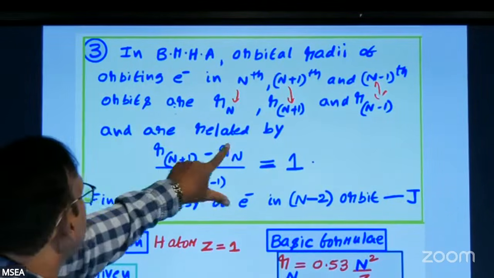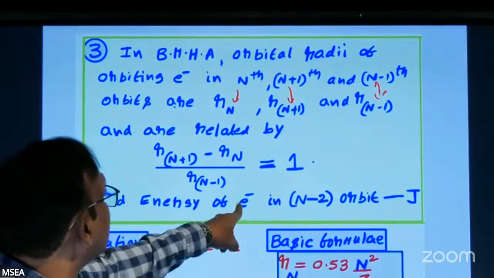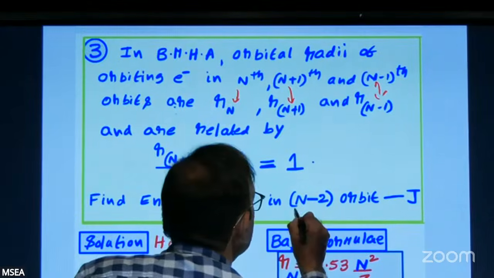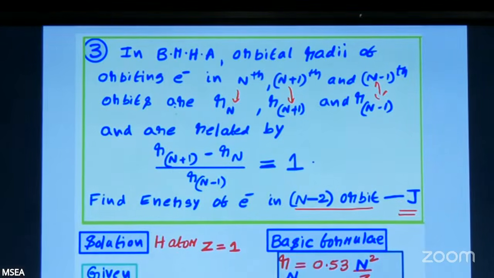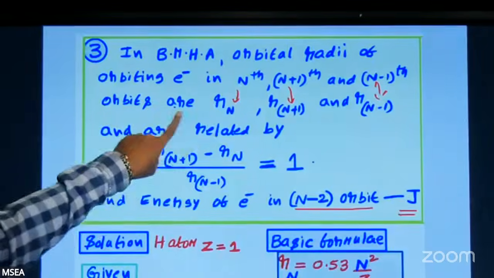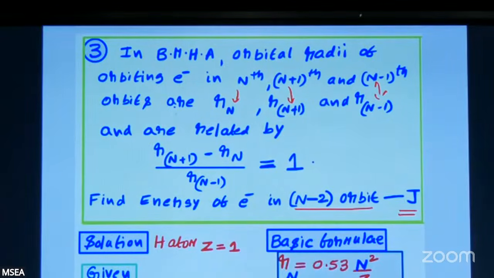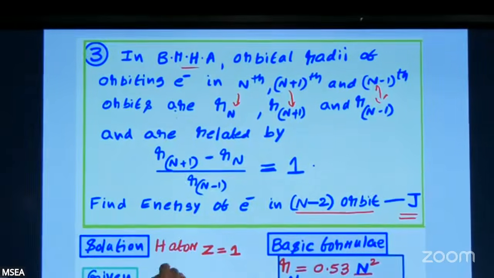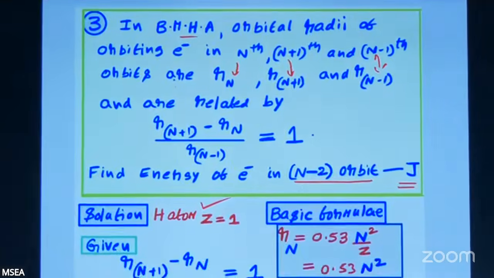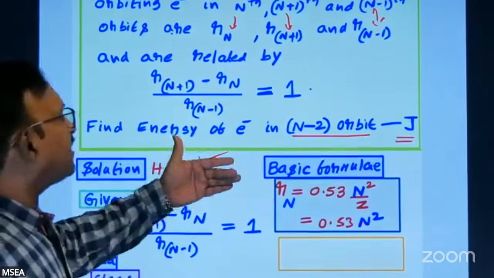So this particular relation is given. I want to know the energy of electron in the n minus 2 orbit, in terms of not electron volt, but in terms of joules. While reading the question, you should have clarity. Starting with the first point, hydrogen atom is given. What do you mean by hydrogen atom? Atomic number is 1.